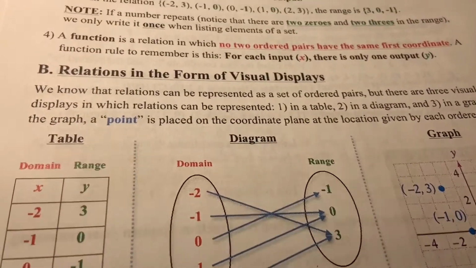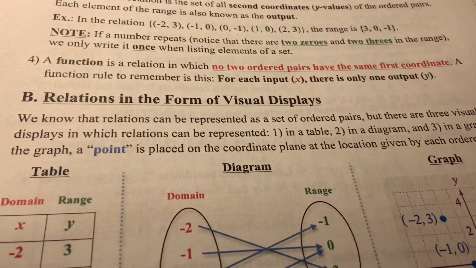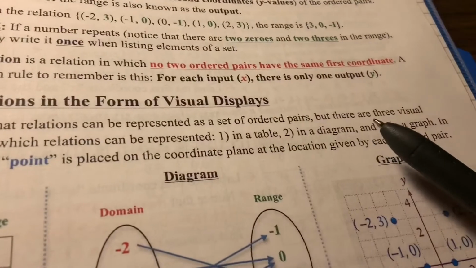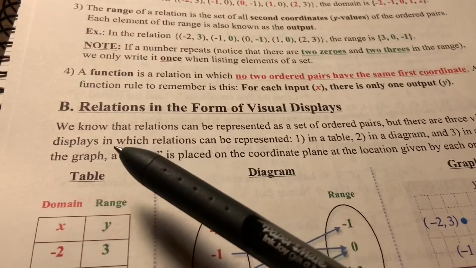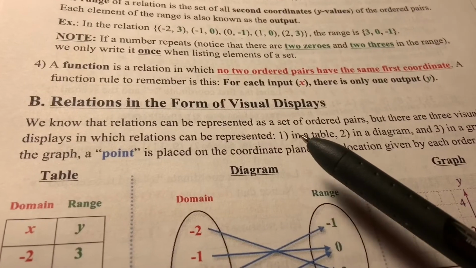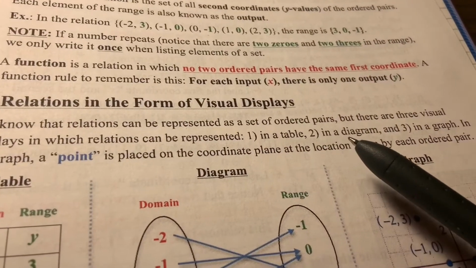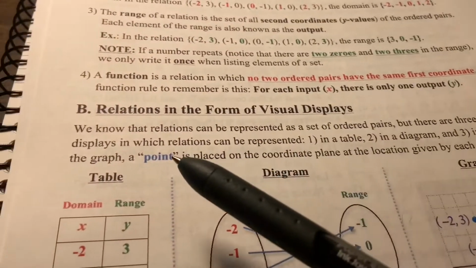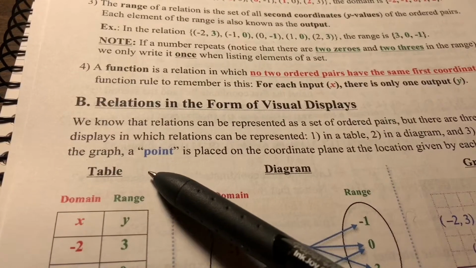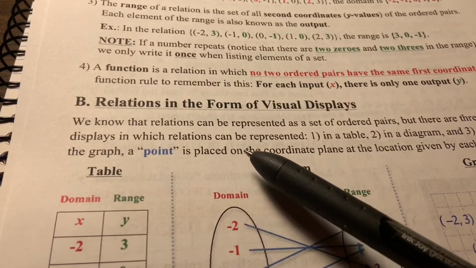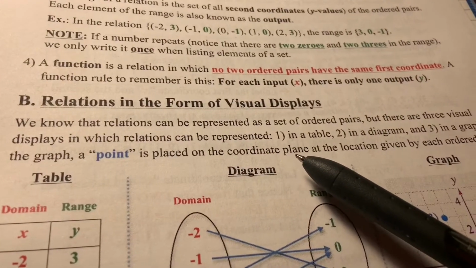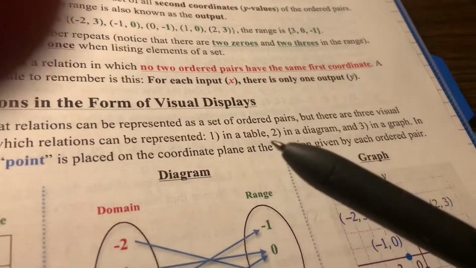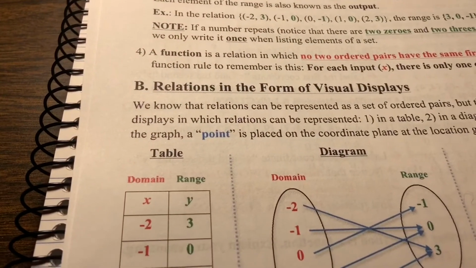So let's read this together. We know that relations can be represented as a set of ordered pairs, but there are 3 visual displays in which relations can be represented: 1 in a table, 2 in a diagram, and 3 in a graph. Okay? In the graph, a point is placed on the coordinate plane at the location given by each ordered pair, which is the graph right here. Okay, but before we get to the graph, let's look at all three very carefully.